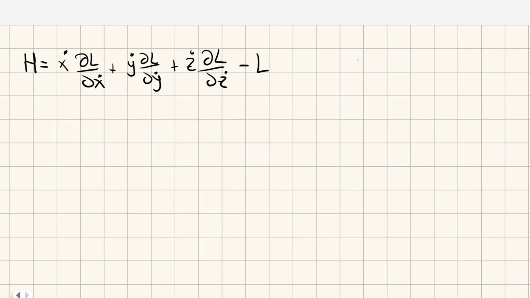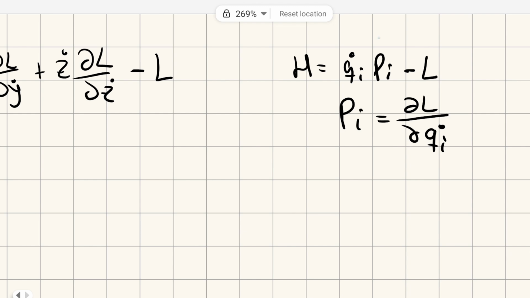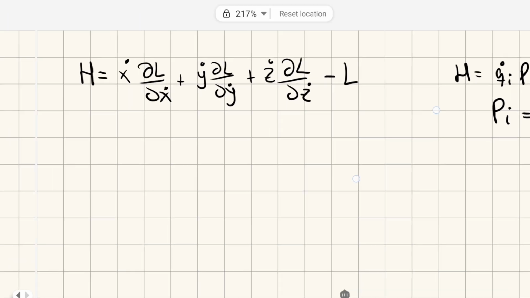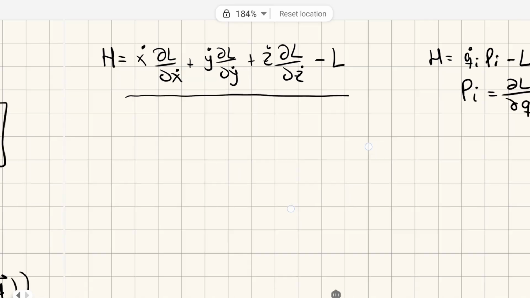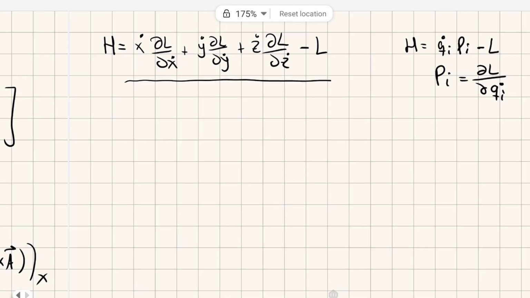Because we know that the general formula is that H is equal to the sum of Qi dot times Pi, minus L, where the conjugate momenta Pi is defined as the derivative of the Lagrangian with respect to Qi dot. Looking at the repeated index here, we know that this is talking about a sum, and for our case that sum runs over three generalized coordinates x, y, and z. So this is the formula that we need to use to calculate the Hamiltonian. So let me bring back the Lagrangian definition to this page.